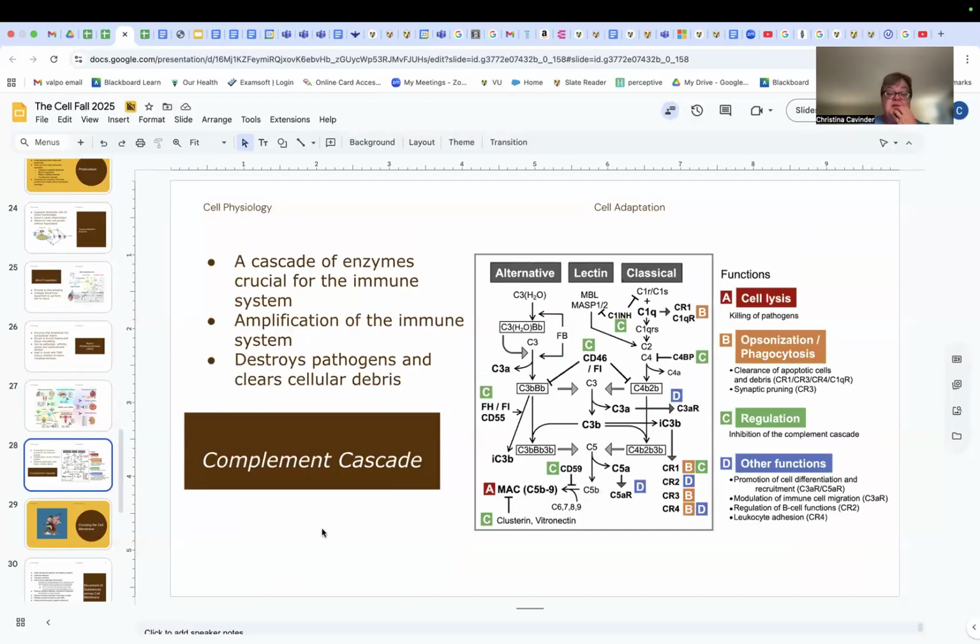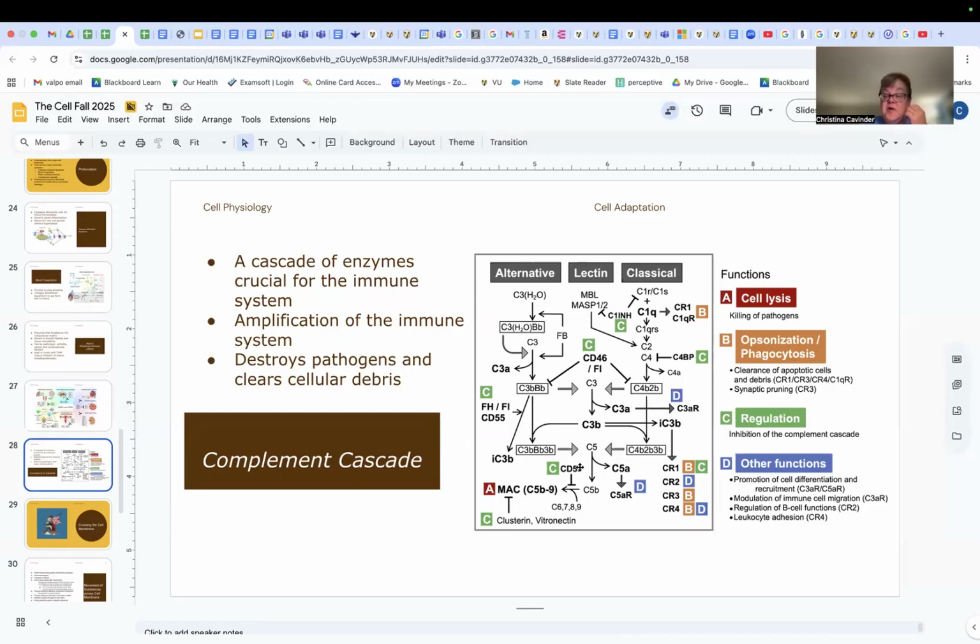And then the last one is the complement cascade. This is a cascade of enzymes crucial for the immune system. This is an amplification of the immune system. It destroys pathogens and clears away cellular debris. So again, here you'll see this pathway. It's got a lot of different things going on here.